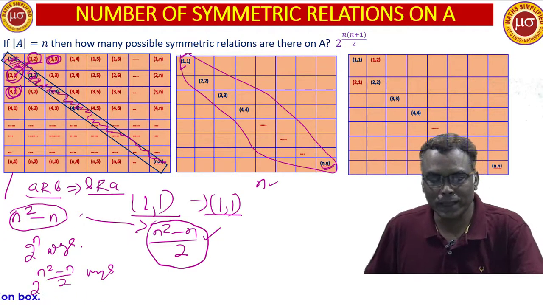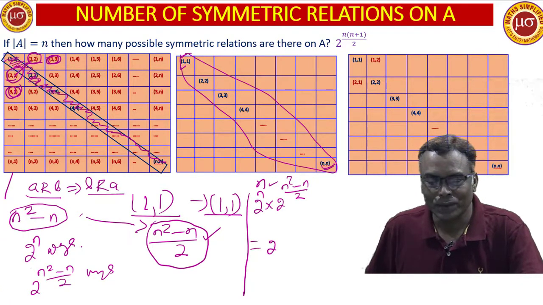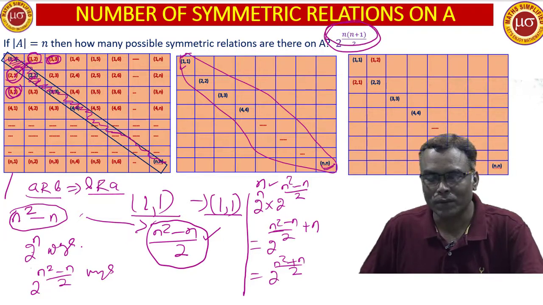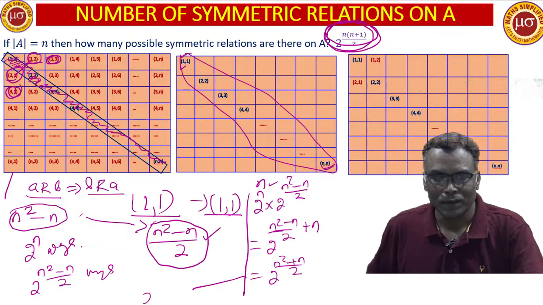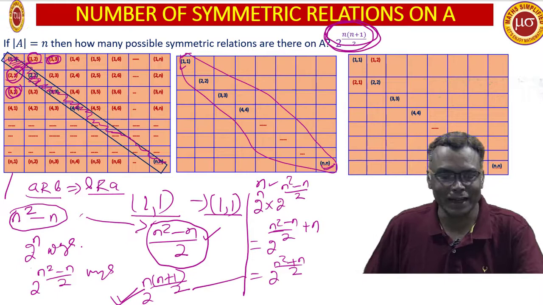So total number of ways of getting symmetric relations is 2 to the power n into 2 to the power (n square minus n) by 2. So what is it? 2 to the power (n square minus n) by 2 plus n. It is nothing but 2 to the power (n square plus n) by 2, and it is 2 to the power n into (n plus 1) by 2. So total number of symmetric relations are 2 to the power n(n plus 1) by 2. Remember this. I think you understood the idea.